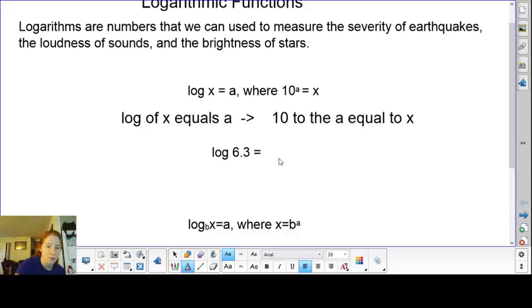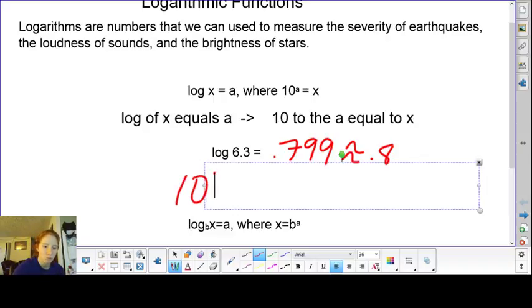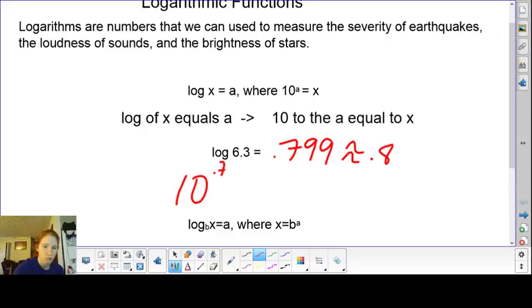And you get about 0.799, or about 0.8. And since these functions go back and forth, it's like saying 10 to the 0.799. I'm going to see if that'll give me my 6.3.